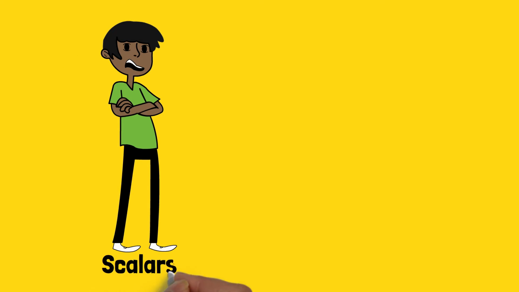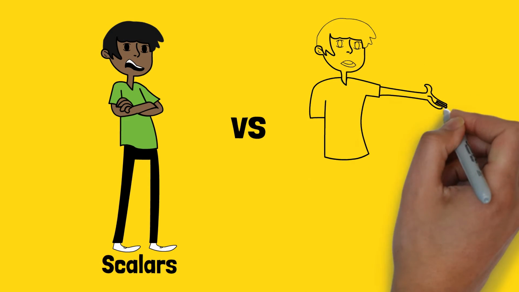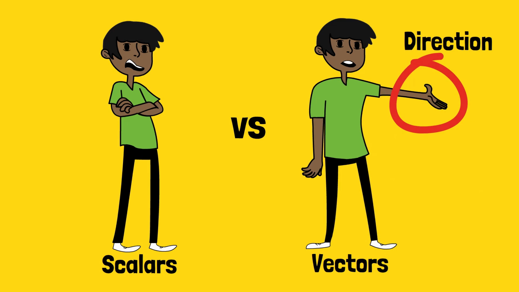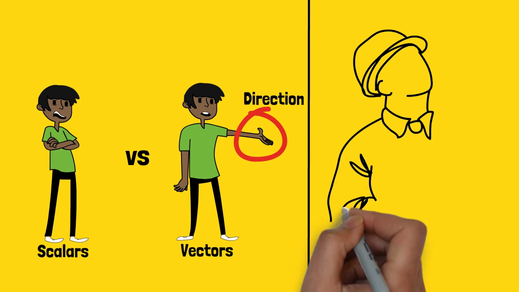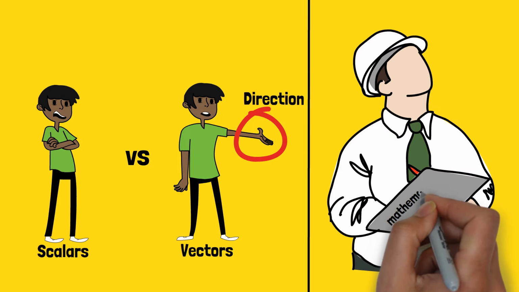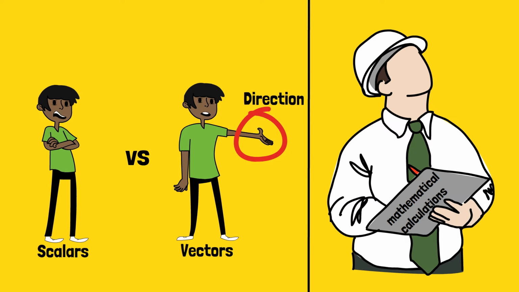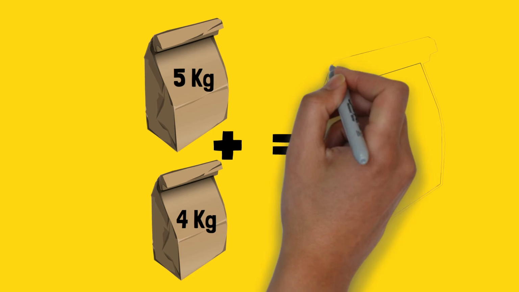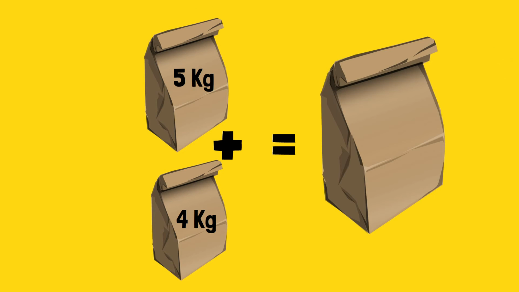So finally, we came to know that the one and only difference between scalars and vectors is direction. But this difference of direction has a solid impact on the calculations and mathematics of vector quantities. Let's understand how. Suppose we have two bags of sugar, one of mass 5 kg and the other 4 kg. We can add these two masses with normal mathematical operations, and the result of 4 kg and 5 kg will be 9 kg.